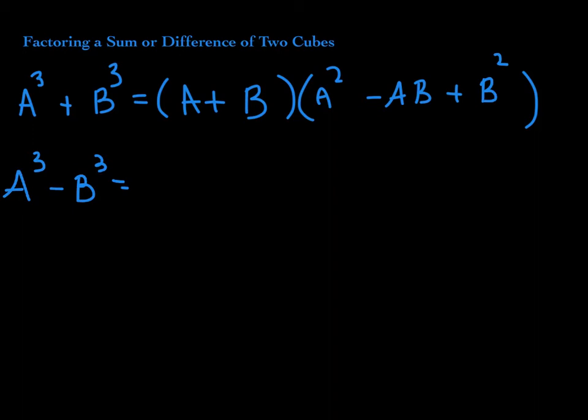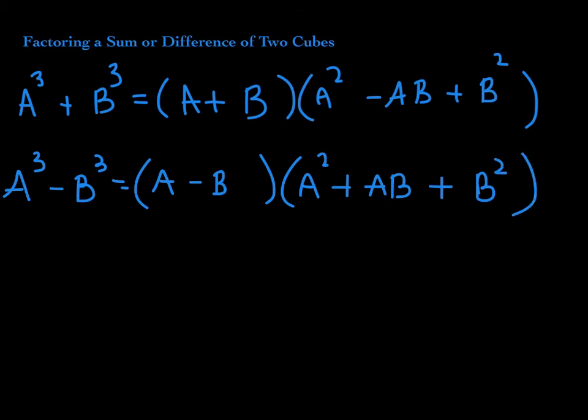All right, so I hope you did that, and I hope you factored it as a minus b times a squared plus ab plus b squared. This is the pattern that we're going to follow for factoring either a sum of two cubes or a difference of two cubes.